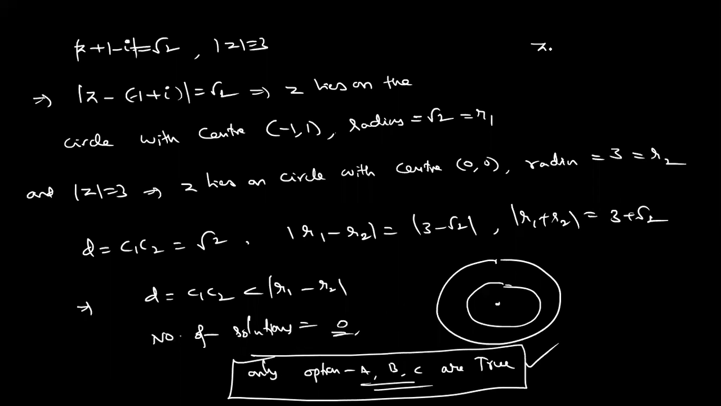As we discussed, mod of z minus z naught is equal to R. This represents the equation of a circle where the center is z naught and the radius is R. Please write on this question.